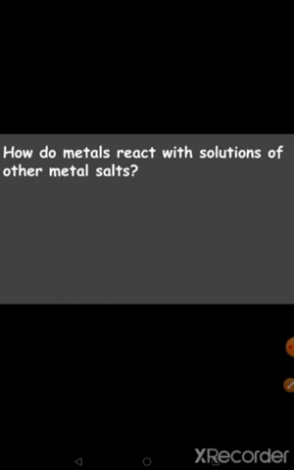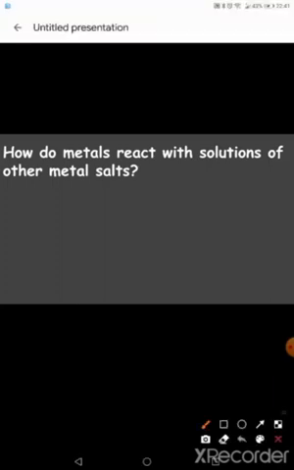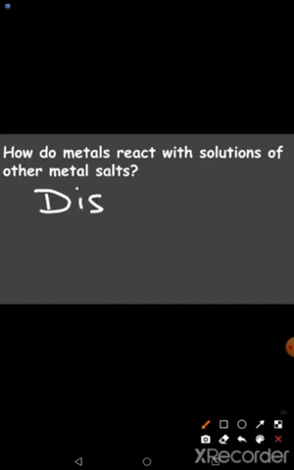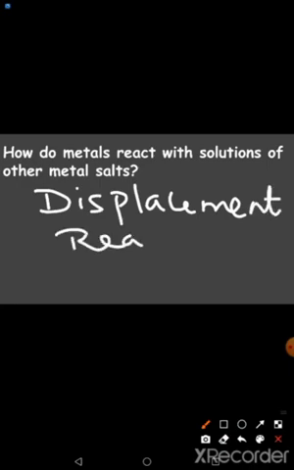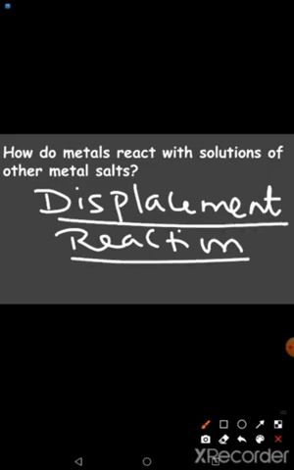See, while doing chapter number 1, we have learnt about displacement reaction, right? What's a displacement reaction? A reaction in which a more reactive metal displaces a less reactive metal from its salt solution is what is called a displacement reaction.